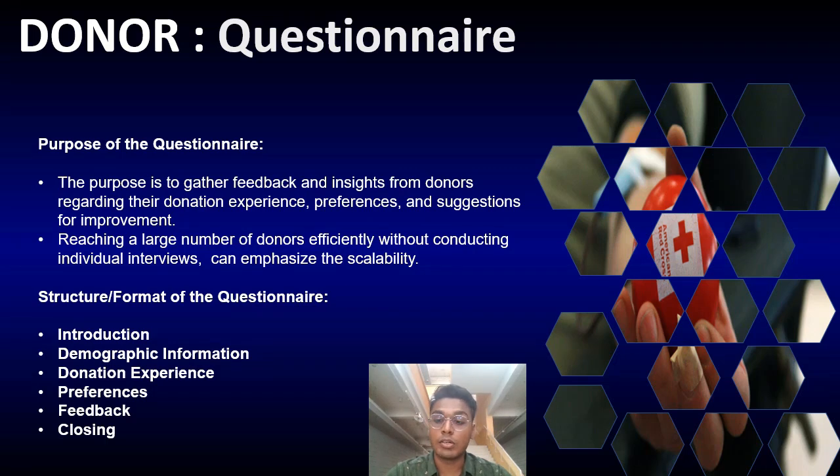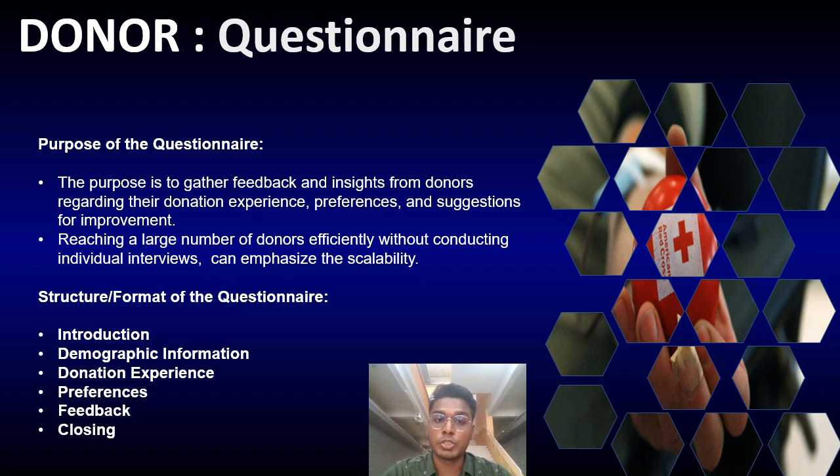So first, the first stakeholder is the donor, as I mentioned just now. The elicitation technique that we chose is a questionnaire. So what is the purpose of the questionnaire? The purpose is to gather feedback and insights from donors regarding their donation experience, preferences, and suggestions for improvement. Reaching a large number of donors efficiently without conducting individual interviews emphasizes the scalability.